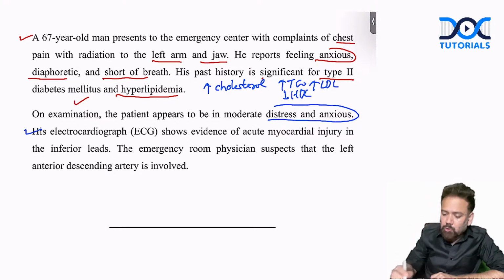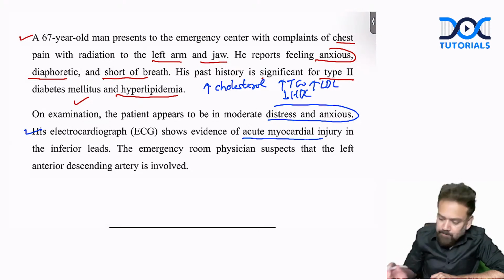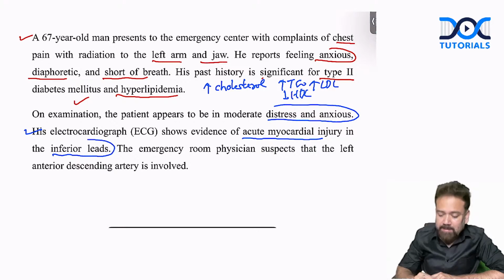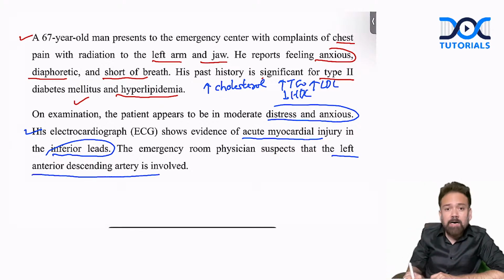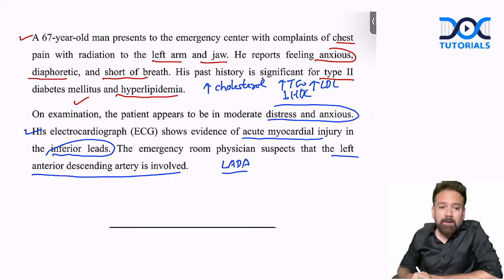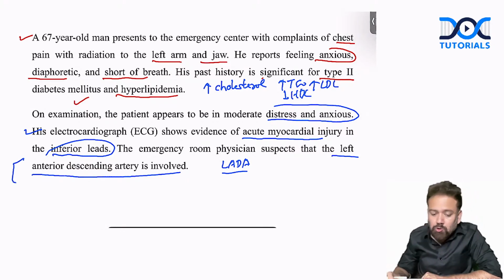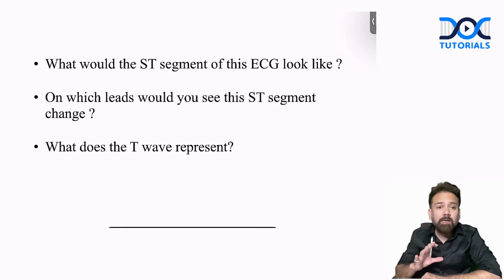So his ECG shows evidence of acute myocardial injury. Clear? In the inferior leads. Now they will ask you in the exam, like the emergency room physician suspects that the left anterior descending artery is involved. LAD, the widow artery. Okay, a lot of mortality happens because of this. LAD, left anterior descending artery, might be involved. So they will ask you questions from this clinical case.